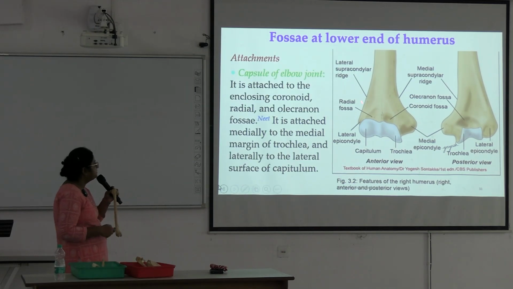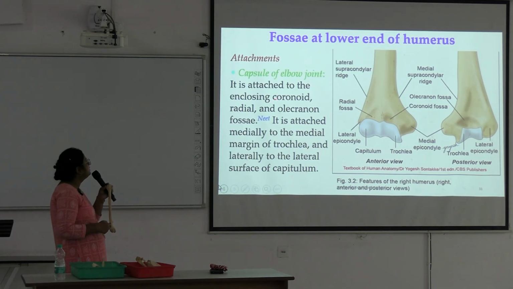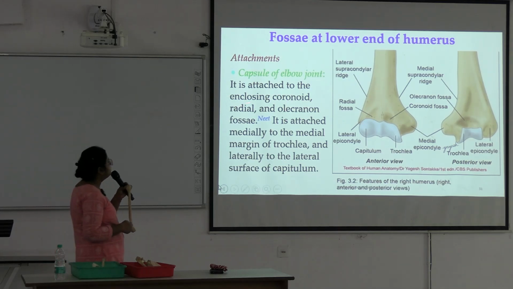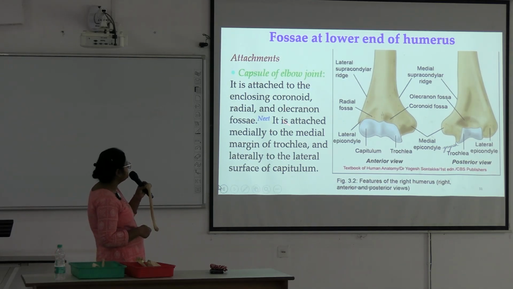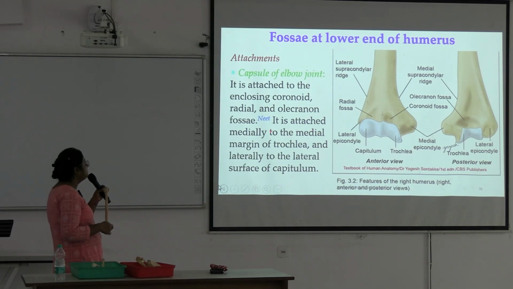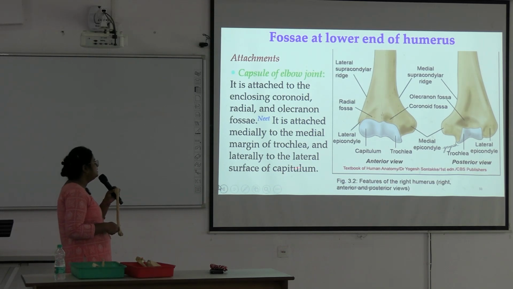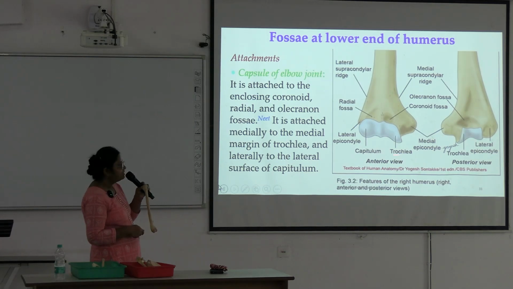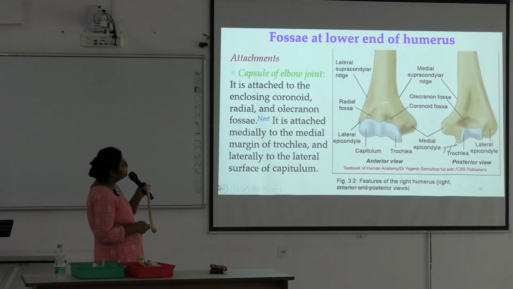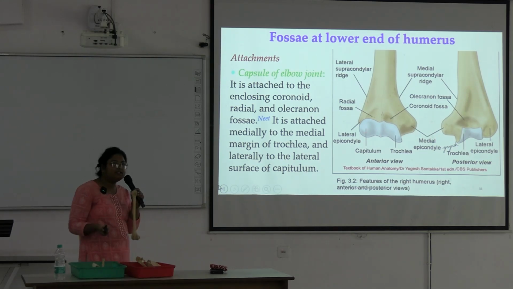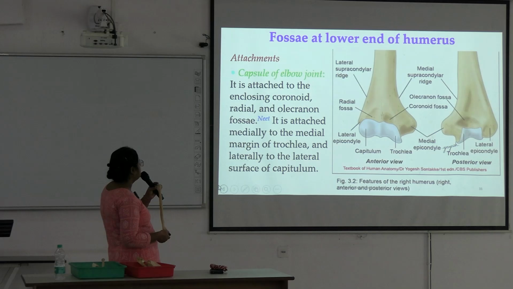Now attachments, capsule of the elbow joint. It is attached to the margins enclosing coronoid, radial and olecranon fossa, and it is attached medially to the medial margin of trochlea and laterally to the lateral surface of the capitulum. So these fossas are included within the capsule, but the epicondyles are outside the capsule attachment.